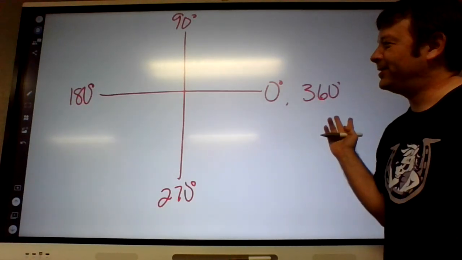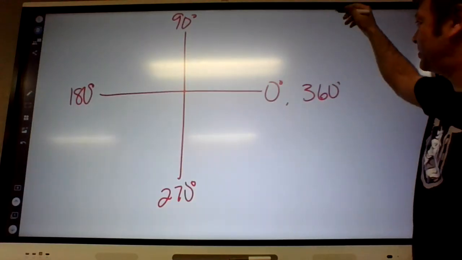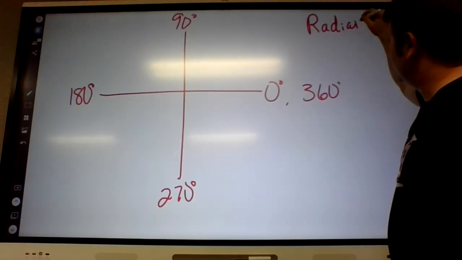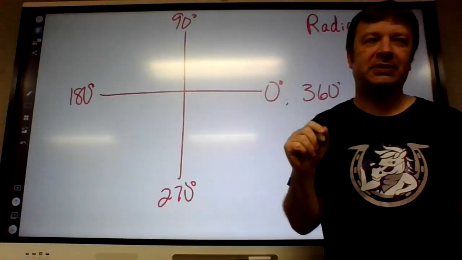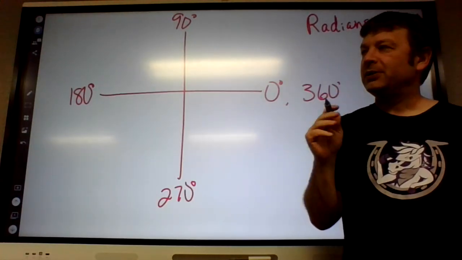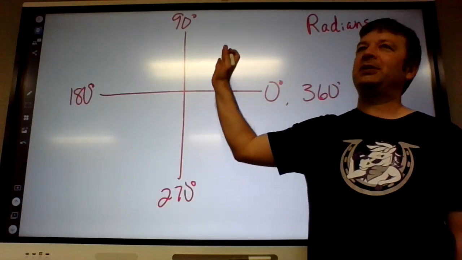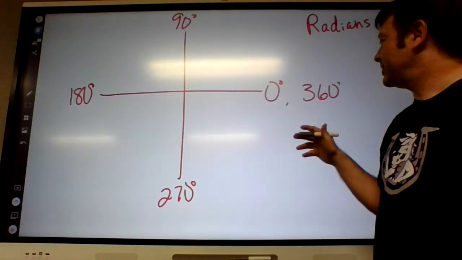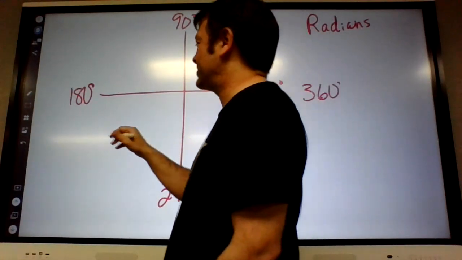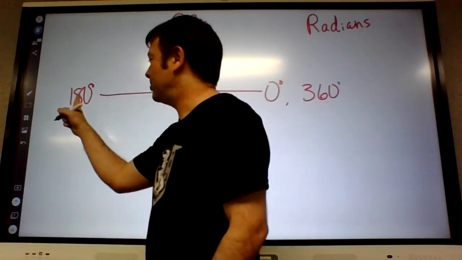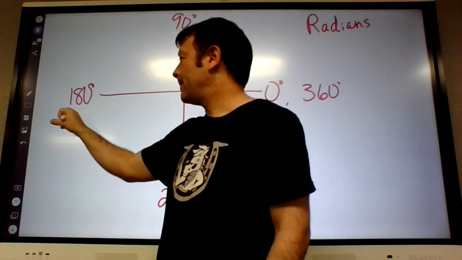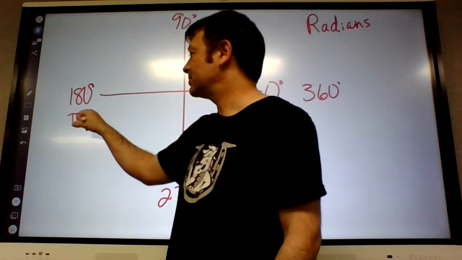Okay, so today we're doing something called radians, which is another way to measure angles instead of degrees. So in degrees, a full revolution is 360 degrees. In radians, let's talk about this. 180 degrees in radians is worth pi radians.